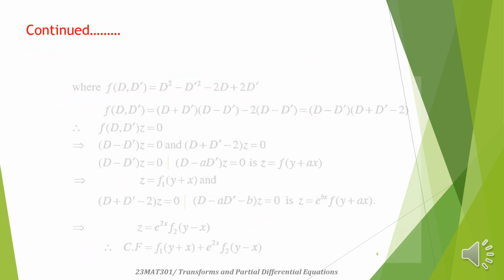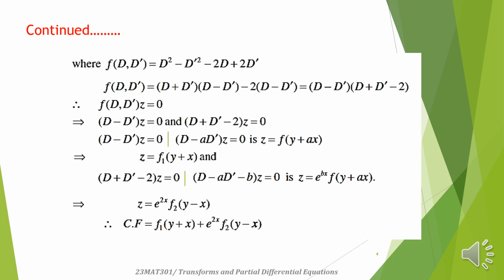What I'm doing is F of D comma D dash. First I'm splitting into 2 terms, D and D dash, so it will be easier for me to solve. D square minus D dash square minus 2D plus 2D dash. I'm splitting it as D square minus D dash square, and then minus 2 times (D minus D dash). For the first 2 terms, a square minus b square is a plus b into a minus b. That is what I'm doing here.